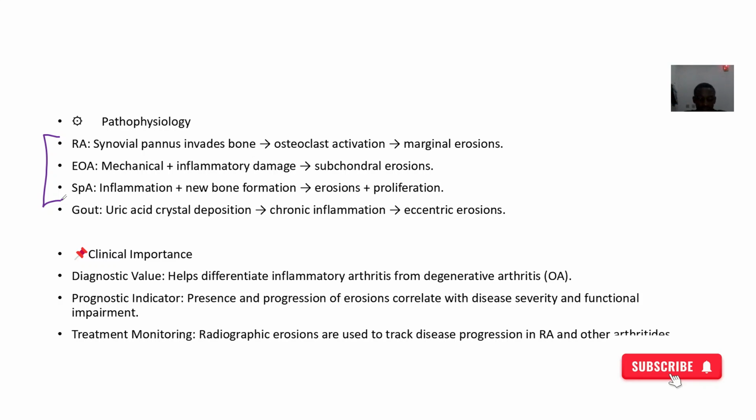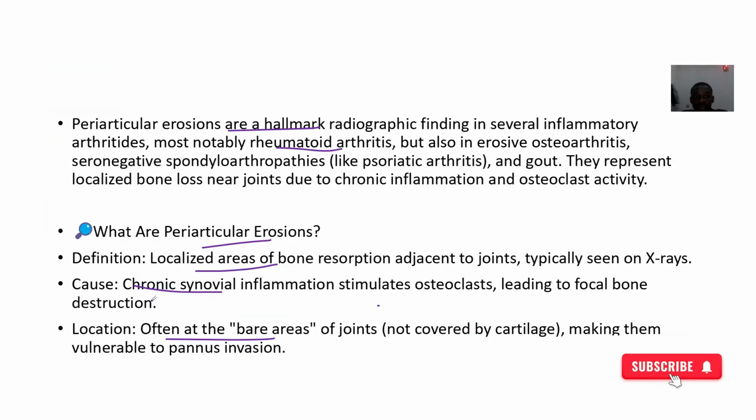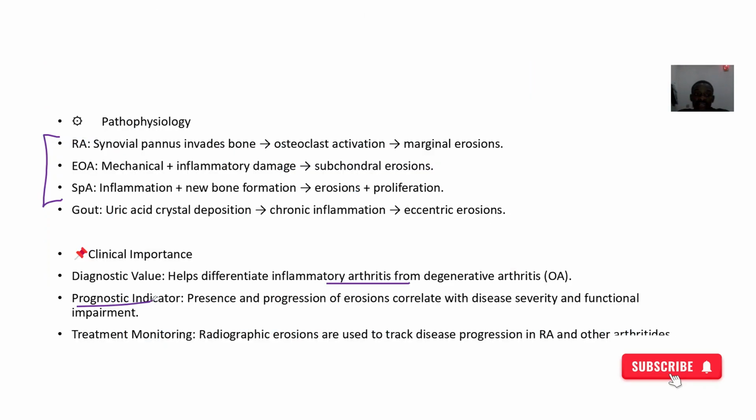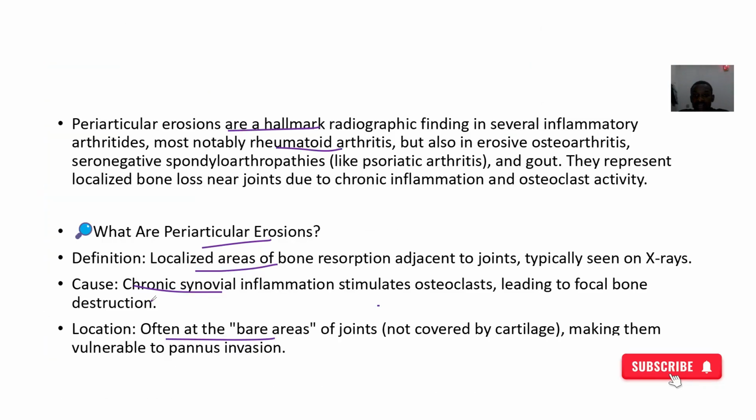Okay, so what is the clinical importance? Okay, so it helps to differentiate inflammatory arthritis from the degenerative arthritis. Okay, and it is a prognostic indicator. So if I see this in a patient, of course I know that the disease condition has been there for a very long time. So of course, when I'm trying to treat such a patient, the treatment modalities I will put in will be aggressive. You understand all those kind of things. So I think that's how we go about this.